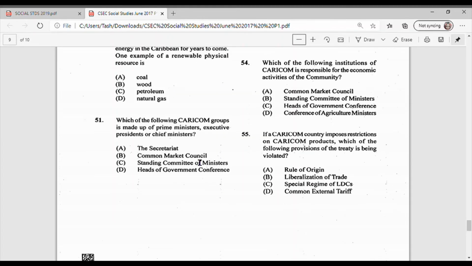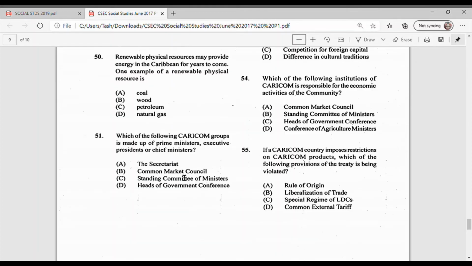Number 51. Which of the following Caricom groups is made up of prime ministers, executive presidents, or chief ministers? The options are Secretariat, Common Market Council, Standing Committee of Ministers, or Heads of Government Conference. So if you look at the options here, these are basically your heads of government, prime ministers, executive presidents, and the chief ministers. So your answer for number 51 would have been letter D, which is the Heads of Government Conference.